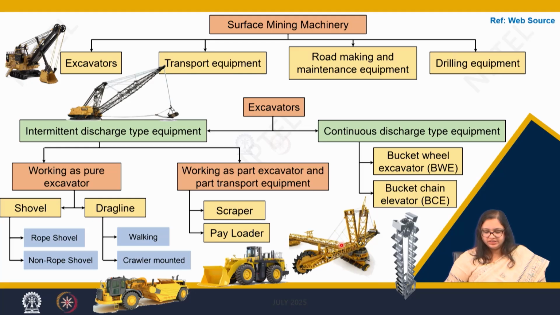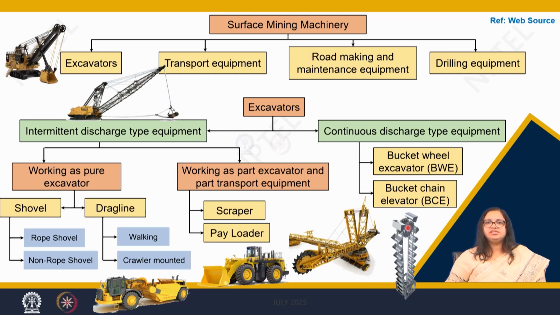And there are other booms as well, through which again the belt conveyor goes and it goes till the dumping site. Then we have the bucket chain elevator. You see, this is how a bucket chain elevator looks like.